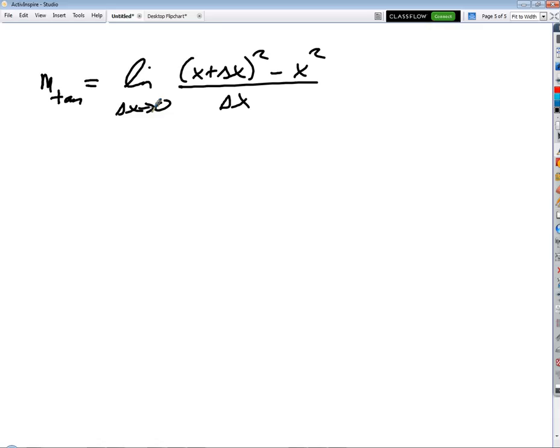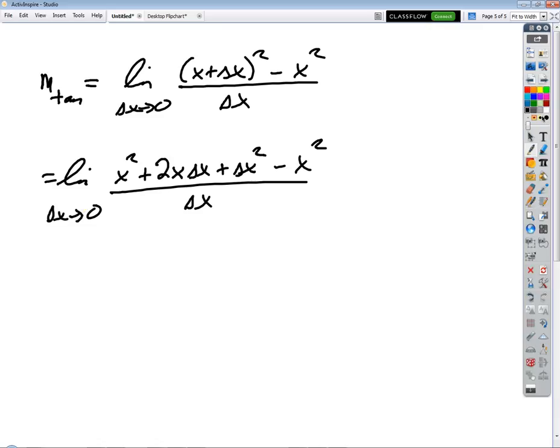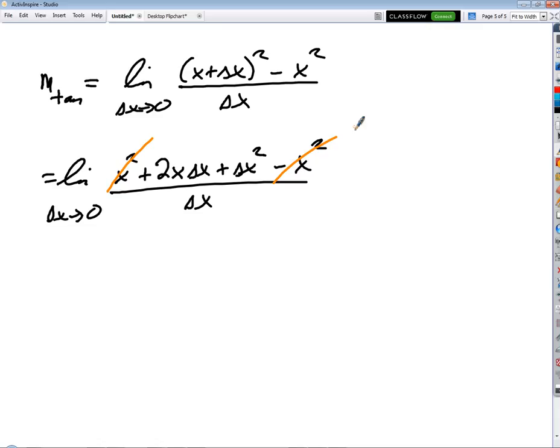If we expand this out, what does this give us if we expand out X plus delta X squared? X squared plus 2X delta X plus delta X squared. Right? Okay. Minus X squared. How about that? Okay? Once again, the naked terms cancel, the X squareds, right? Every term left has a delta X in it, correct? So we can do the same trick we did last time.